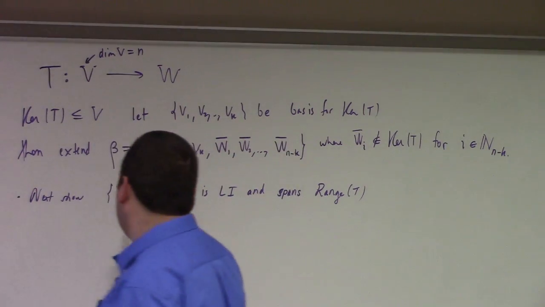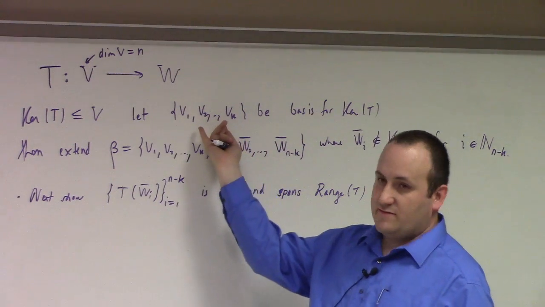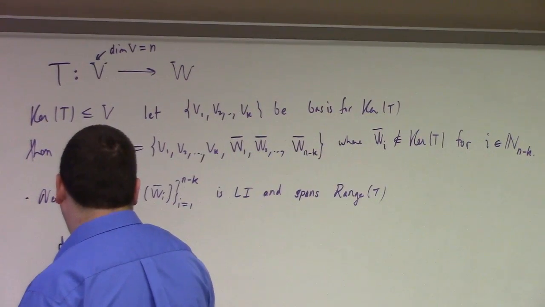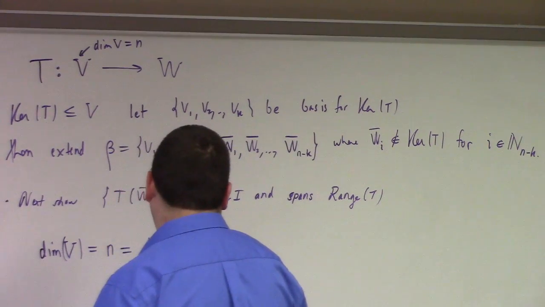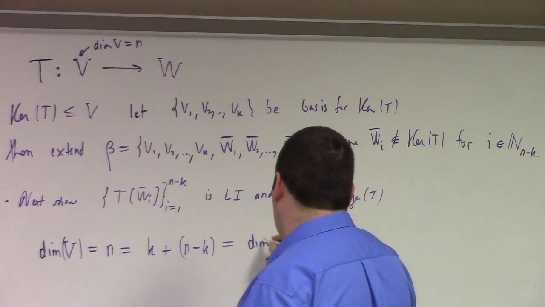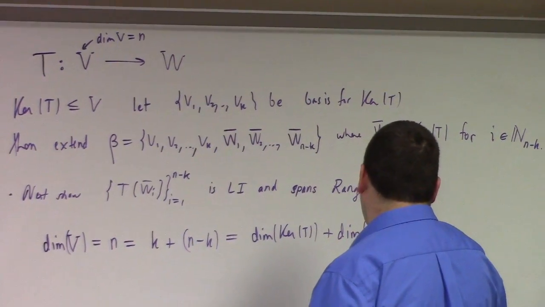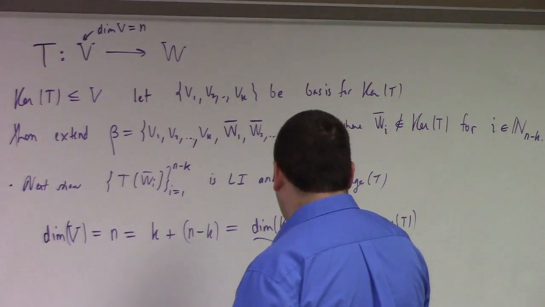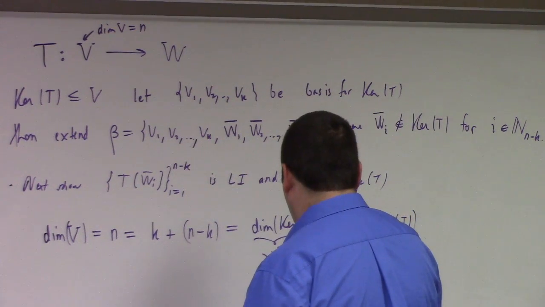And then what? Well, then you argue that this is a basis for the range, and of course that is by construction a basis for the kernel, and so the dimension of V is what? It's N, but that's also equal to K plus N minus K, which is, by the way, the dimension of the kernel of T plus the dimension of the range of T. What are these called? We also use a symbol, null T, or rank, or rk T, nullity, or the rank.